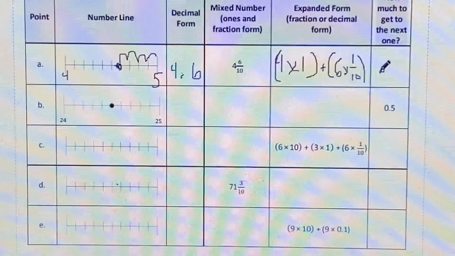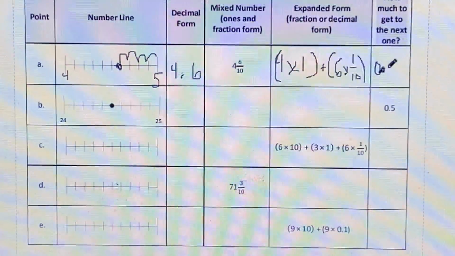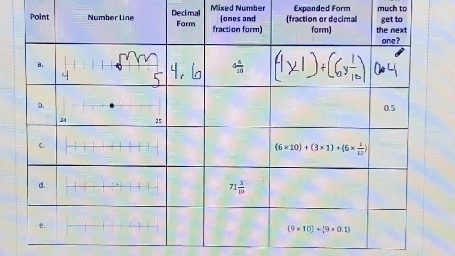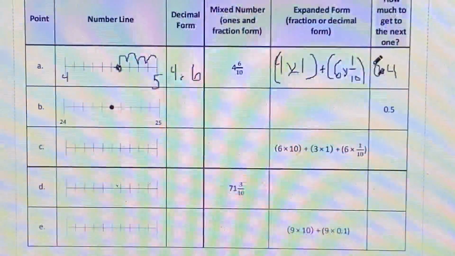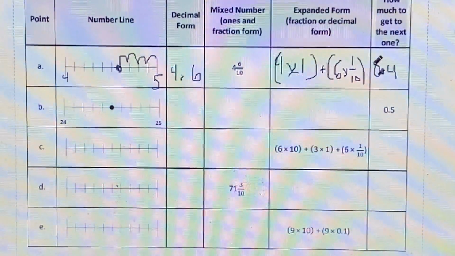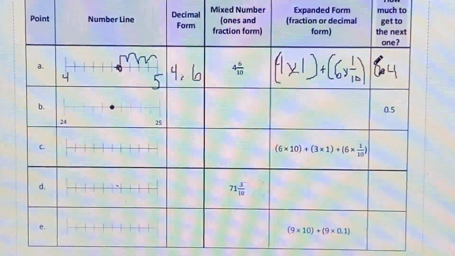I'm going to write 0.4. Awesome, because it's 4/10 into the next whole number. Wow, you guys, I know you were really feeling it. I know that you were paying attention. This is our whole lesson.